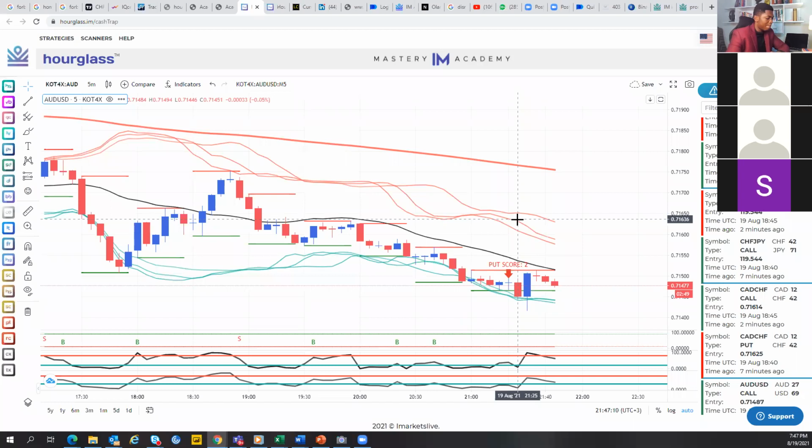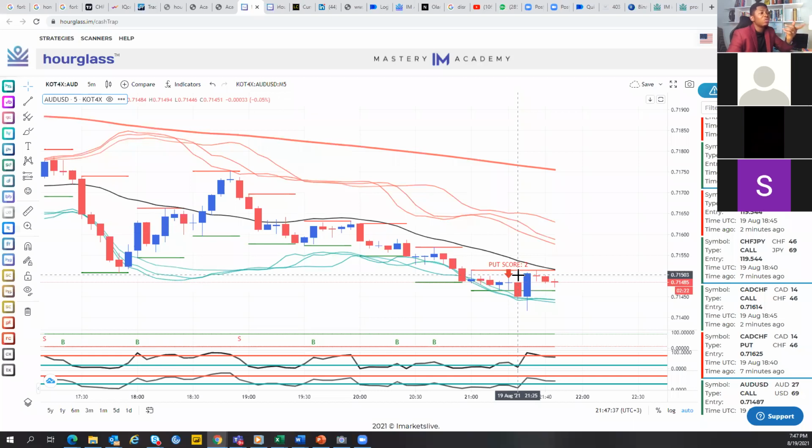So the next thing is the 7-point cash trap confirmation. Let's do the cash trap point confirmation. Now you can see that cash trap is telling you a put score of 2. Many people will have missed this trade because they would have felt, oh, it's a put score of 2, so I shouldn't take the trade. Cash trap has something that it is looking at. If you learn how to identify what cash trap is saying, you will know how to give yourself a score.